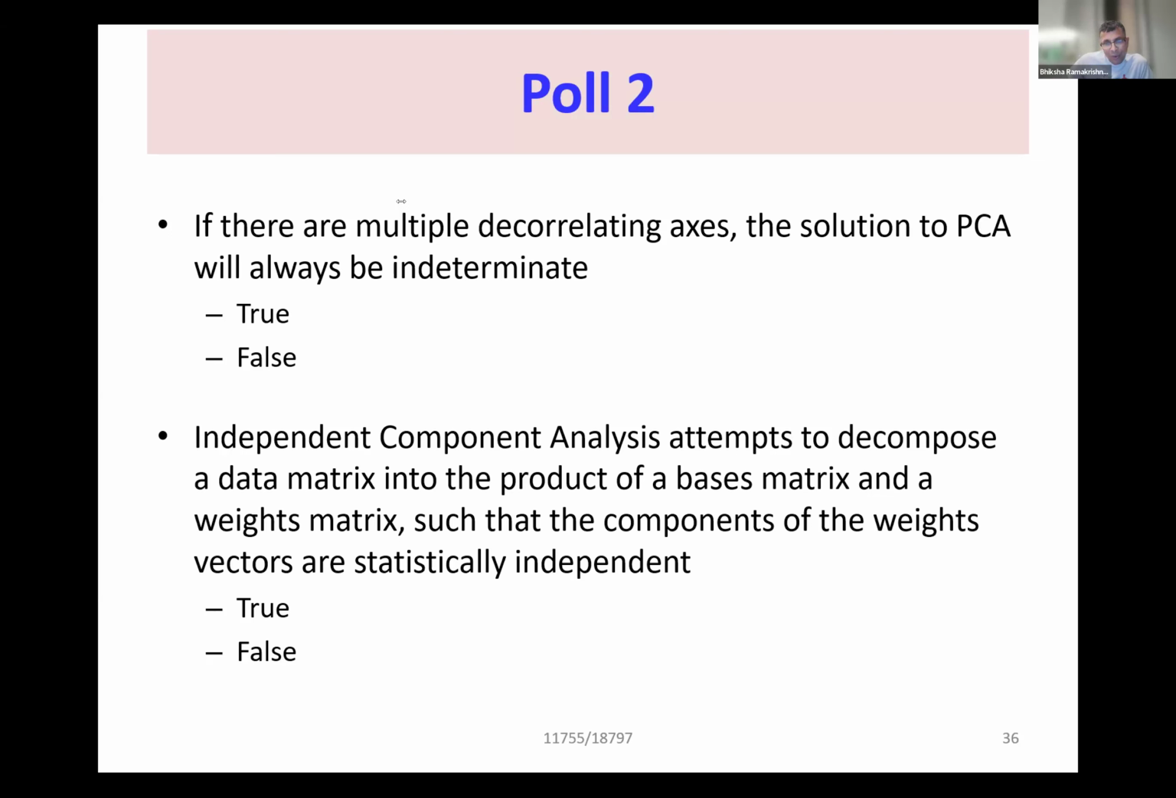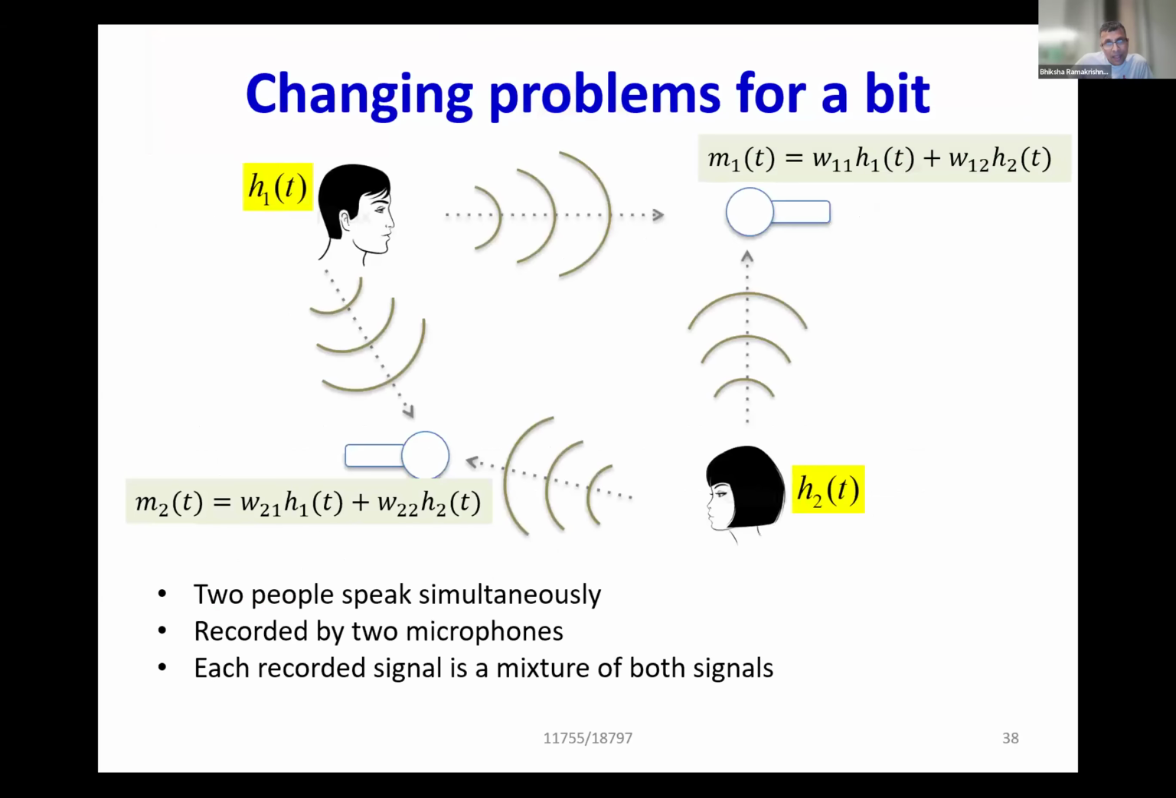All right. What do you guys think the answers are? For the first statement, if there are multiple decorrelating axes, the solution to PCA will be indeterminate. True or false? False. It's always going to find the maximum scatter, right? And ICA, true or false? True. Perfect. And so that's what we find, false and true, okay?